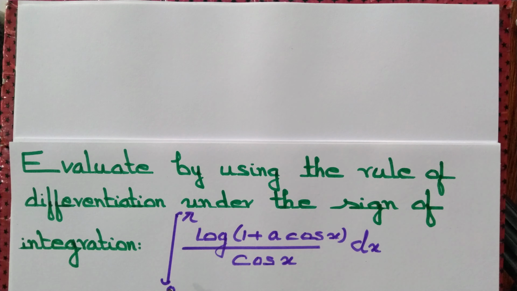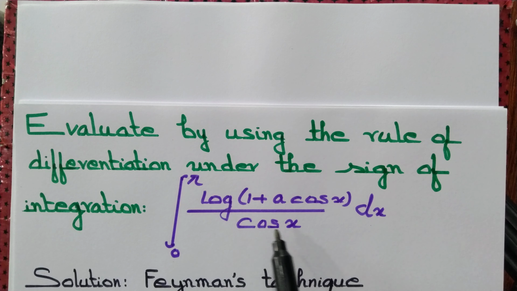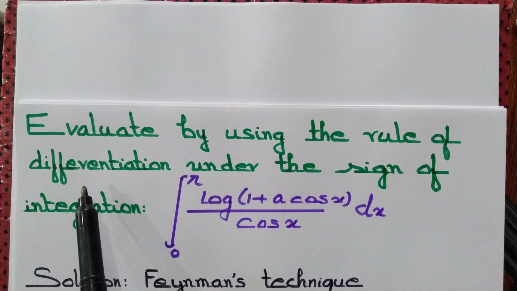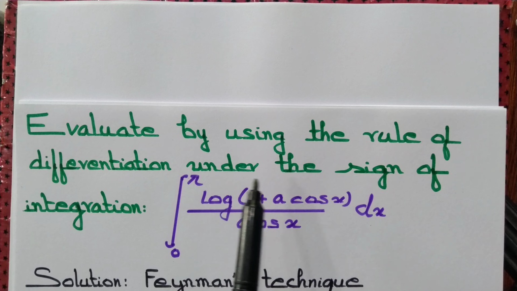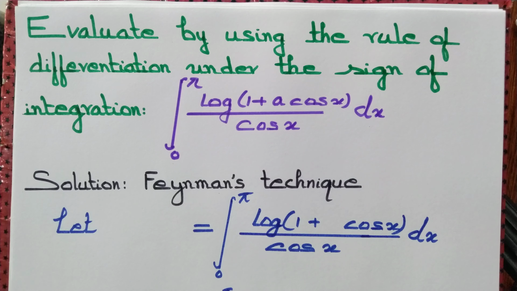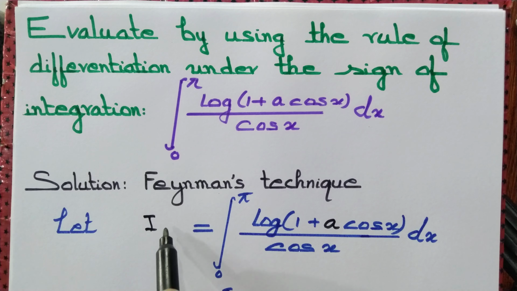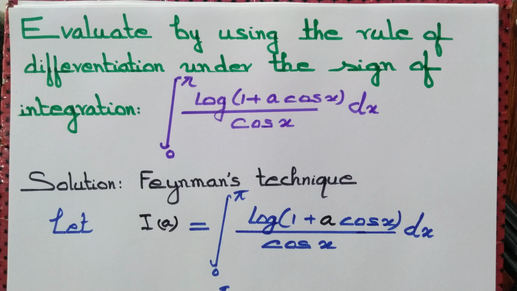Let us evaluate the integral from 0 to pi of log(1 + a cos x) divided by cos x dx, using the technique of differentiation under the sign of integration. This technique is also called Feynman's technique. Observe that if I change the value of a, then the integral changes. So we call this a function of a and denote it by I(a).